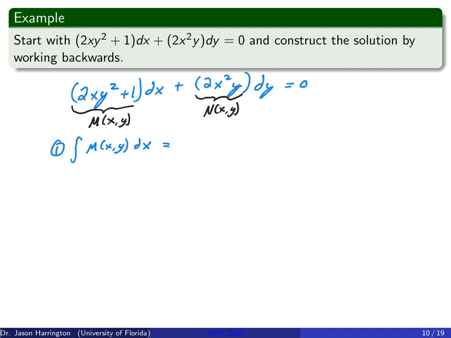And now I'm going to have the integral of 2xy² + 1 with respect to x. And just like with the partial derivatives, if it's not an x, I just treat it like a number or a constant. Okay, so the first term I've turned into x² times y², plus the antiderivative of 1, which is x.